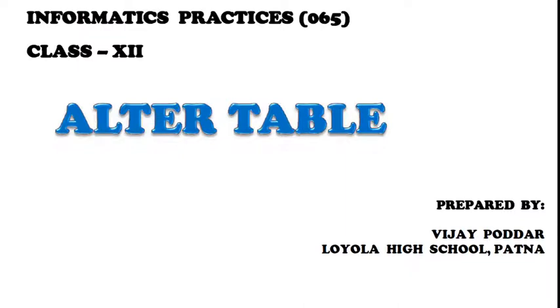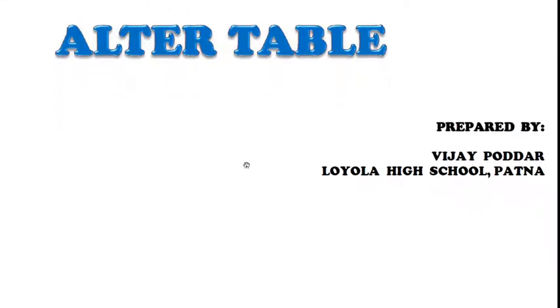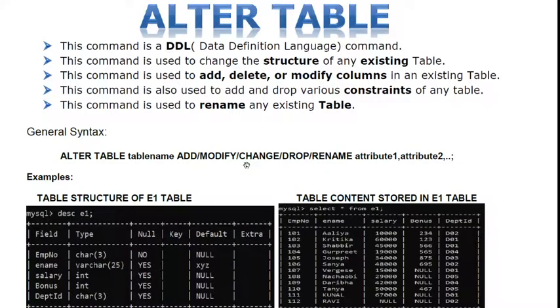So today's topic is the alter table command. Alter table command is a DDL command. DDL means data definition language command, so it deals with the structure of the table. It modifies the structure of any existing table. It is capable of adding, deleting or modifying columns. It can add or remove constraints also, and it is also capable of renaming the existing table.